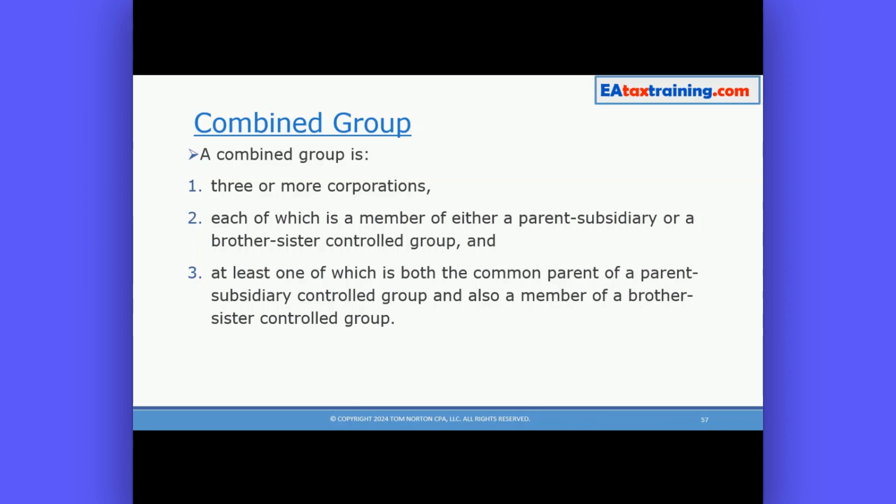So again, don't burden yourself with trying to think of all the permutations and combinations. Just remember the rules. 3 or more corporations, each of them is a member of either a parent sub or a brother sister group, and at least one of those 3 is both a common parent and a member of a brother sister control group. Those are the rules for a combined group.